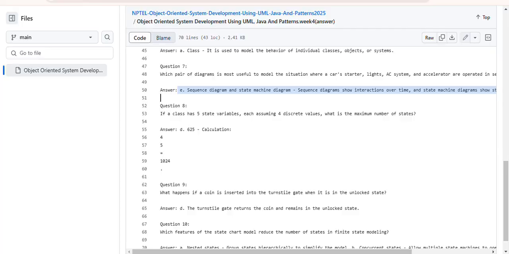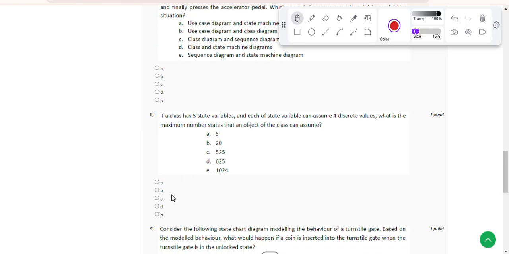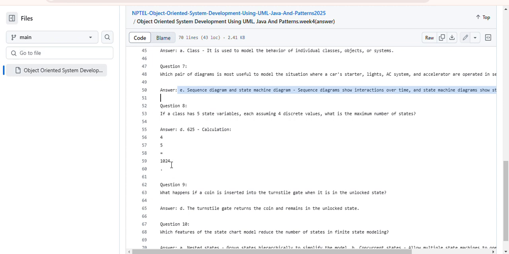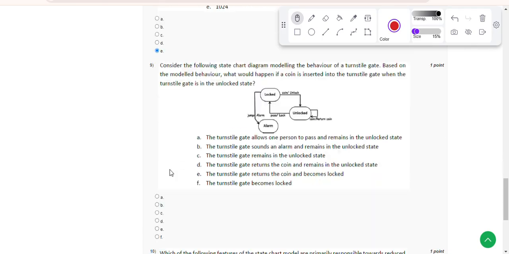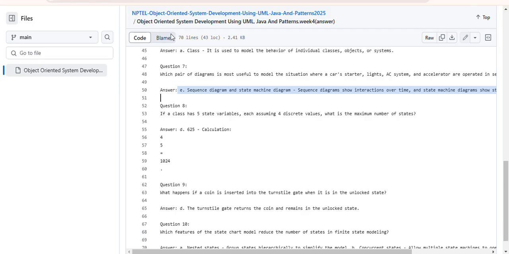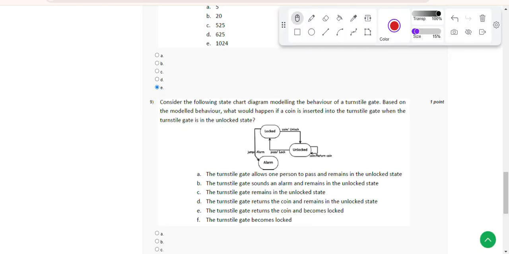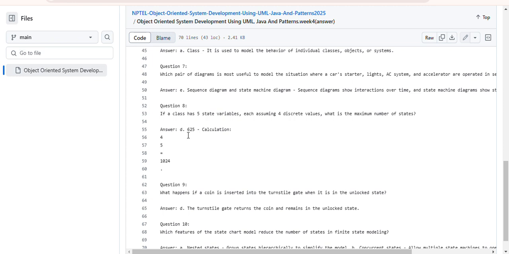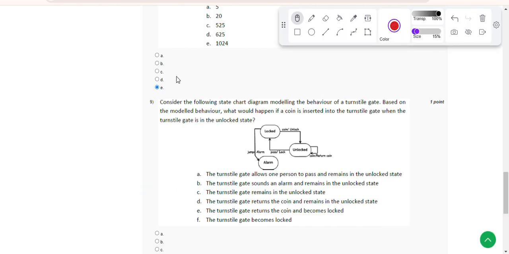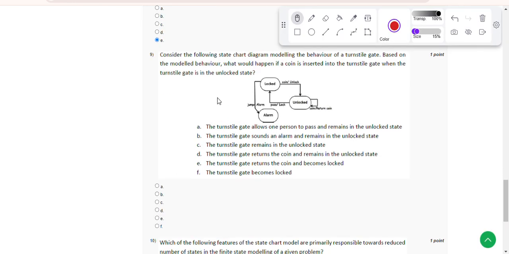Eighth question, 6. So the answer is 25, no. So the answer is 124. Sorry, in the eighth question, the answer is wrong. Only 124 is the correct answer.